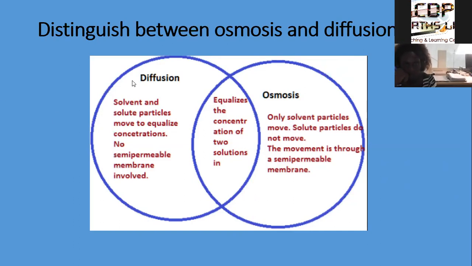However, in diffusion by itself, solvent and solute particles move to equalize the concentrations. That's the reason why you have diffusion and osmosis taking place. And the other difference is that in diffusion, semi-permeable membranes are not involved, while in osmosis, only solvent particles move, solute particles do not move, and the movement is through a semi-permeable membrane. So if they ask you to tell the difference between the two, then of course you're expected to write the information that is right here and also right here, but not this one. Is that clear?